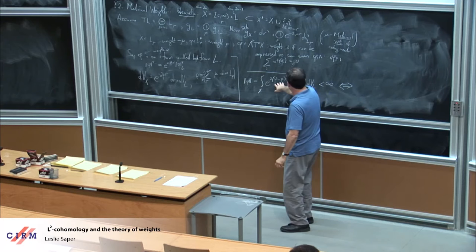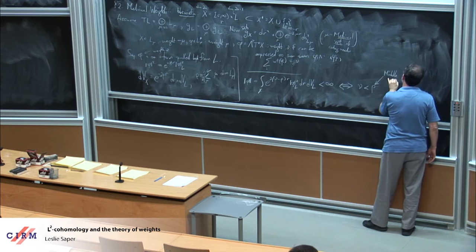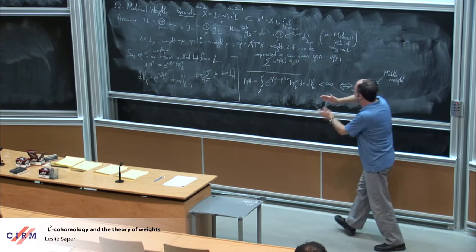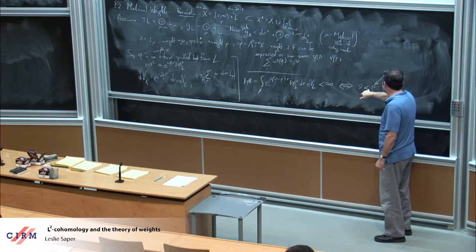So this rho over here, I might call the middle weight. And so for weights less than the middle weight, you could take a form of that weight on L, pull it to the cone, and you will get an L2 form. And if you did the analogous thing for weights equal to rho or greater, it would not be L2. Other questions?